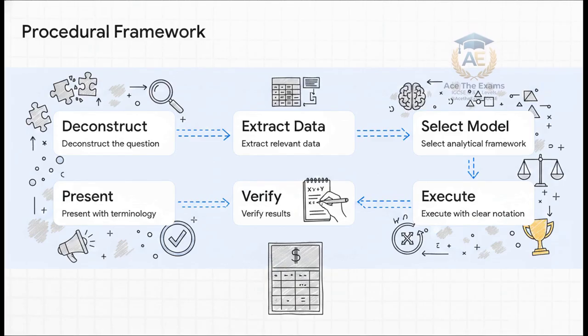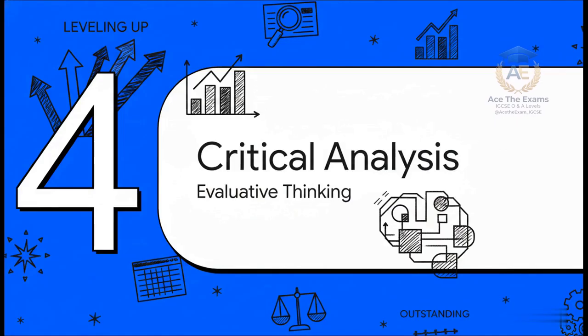Following this exact flow, paragraph by paragraph, rather than just rushing to a final number, actively builds the exact professional skills that examiners reward with maximum method marks. Section 4, mastering critical analysis. This is where we unlock the highest order assessment objectives that push an answer from average to truly outstanding.